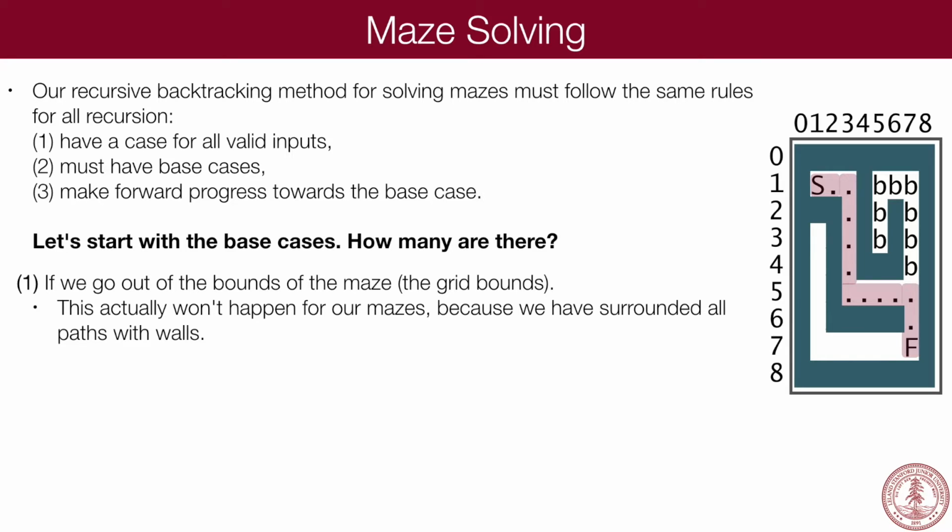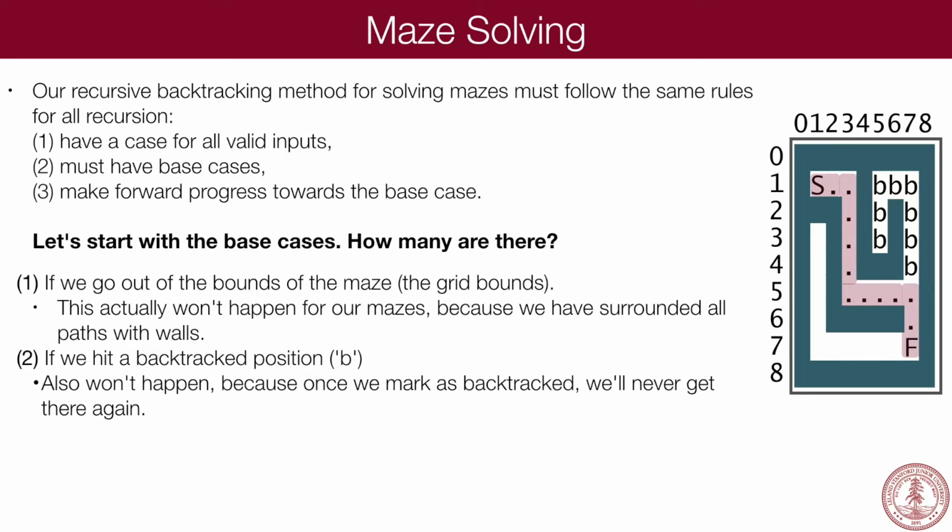Well, if we go out of bounds on the grid, like in other words, if we would actually leave below 0, 0, or to the left of 0, or to the right of 8 in this case, that would be out of bounds. That's a base case. But in our mazes, as it turns out, I've put walls around everything. So that'll actually never happen. You'll never have to worry about that, but we should think about it anyway. Another case is if we hit a backtracked position, right? That won't happen either, because once we actually mark a position as backtracked, you'll never get there again, as it turns out.